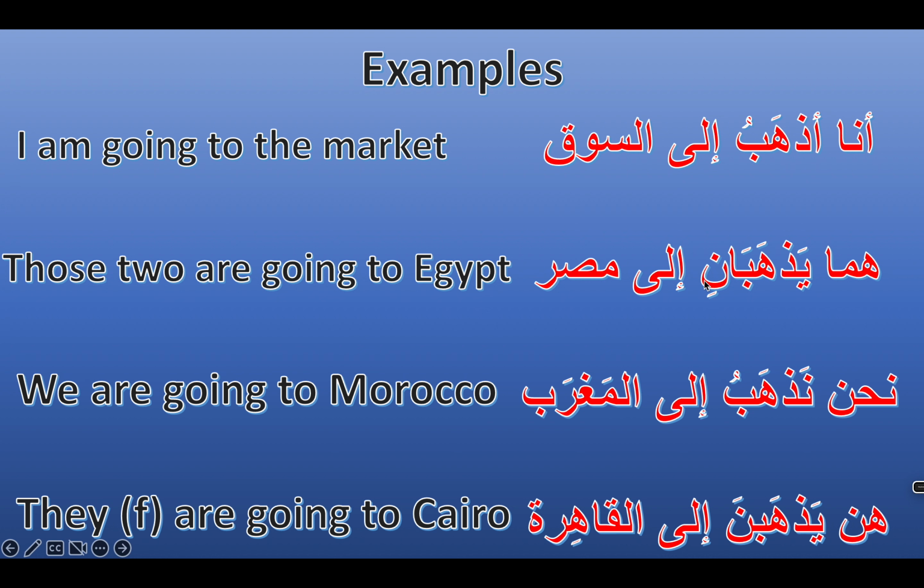هما يذهبان إلى مصر. Now إلى means to. So this is hamza again, but this time appearing underneath an alif to make the sound i. So إلى means to. نحن نذهب إلى المغرب. Again, I'm joining the alif maqsura to the lam. هن يذهبن إلى القاهرة.